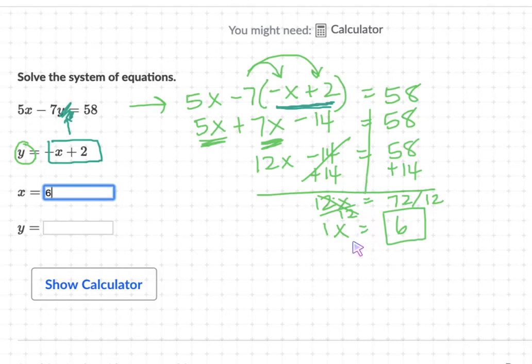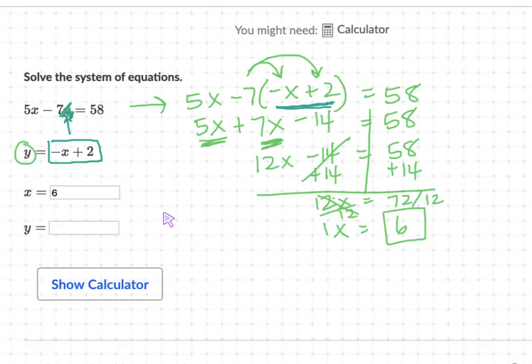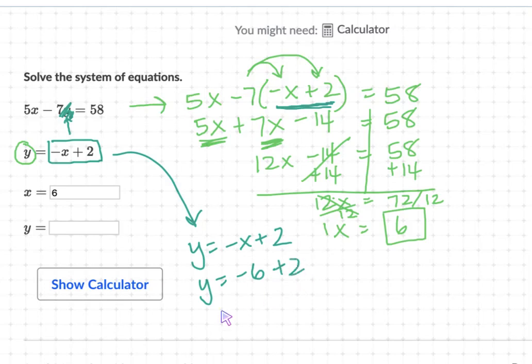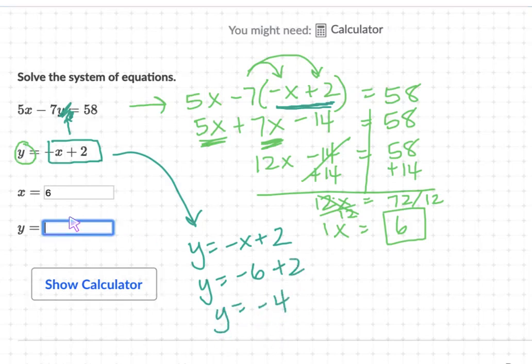Halfway there. Now that we have x equal to 6, we can go ahead and take that information and plug it back into the problem. So instead of y equals negative x plus 2, we're going to put y equals negative, x was equal to 6, negative 6 plus 2. So now y equals negative 4. So we have the value for x and y.